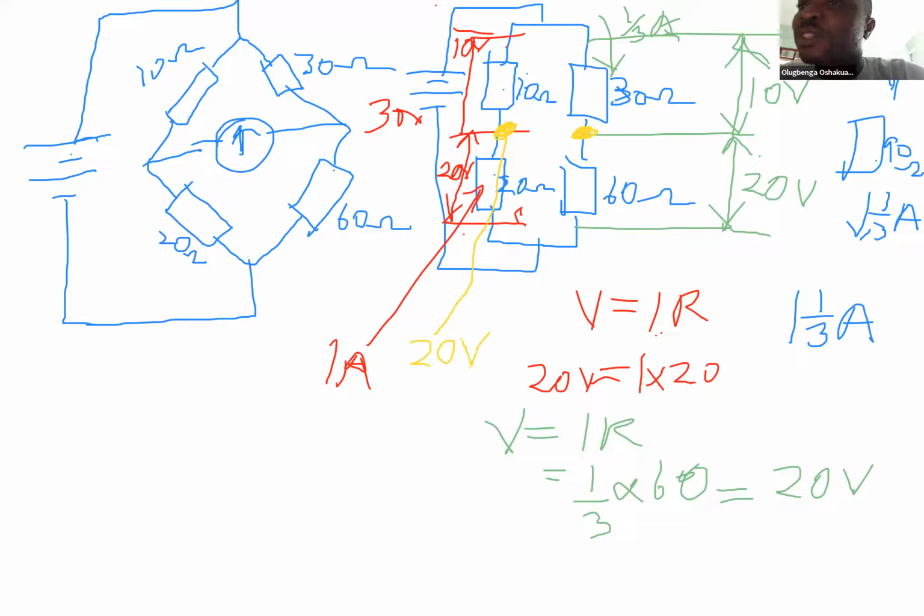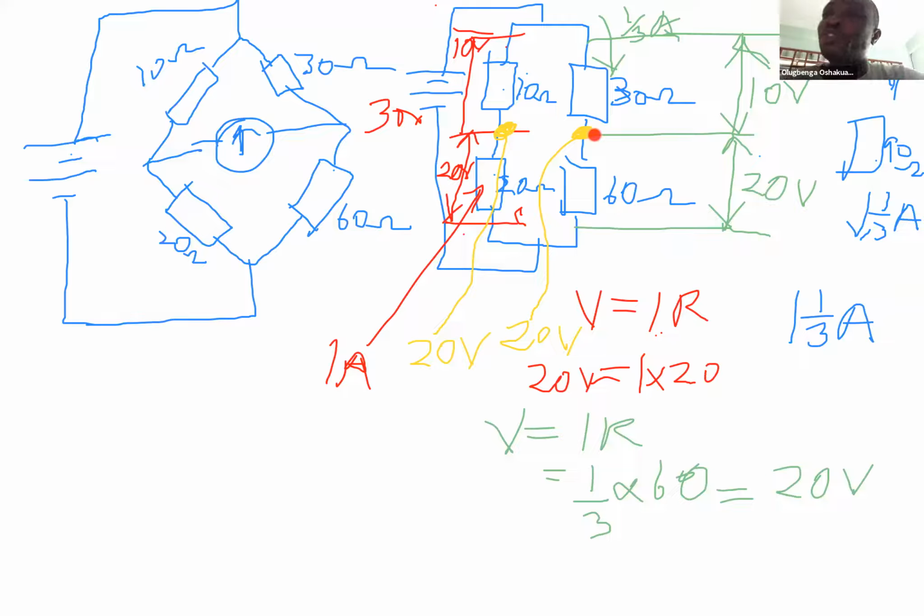And when we look at the potential at this point, looking from what we have just calculated, it is also 20 volts. That means that current will not flow from this point to this point, which means that when you connect a wire there, current will not flow through the wire. When you connect a galvanometer there, current will not flow through the wire.